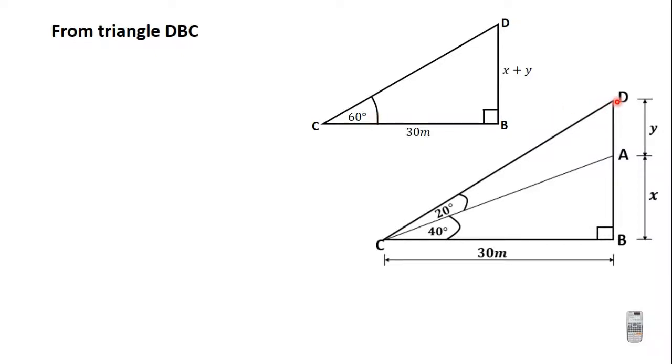The length DB or BD will be AB, which is x, plus AD, which is y. So the length BD or DB is x plus y.